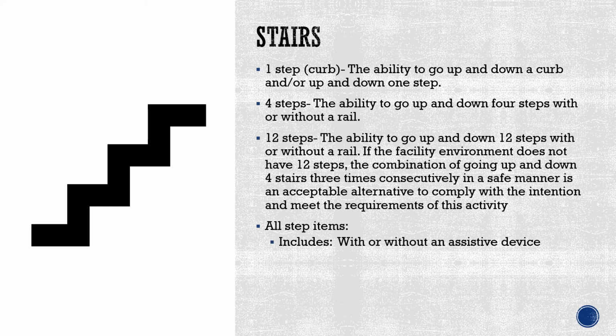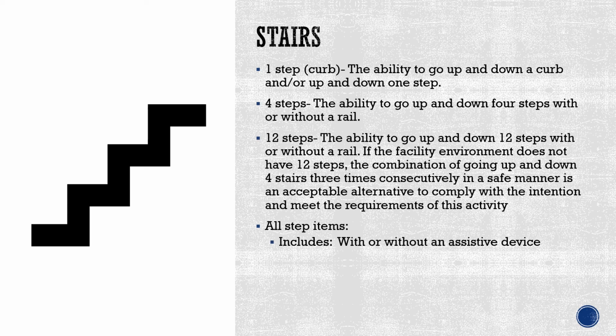Stairs is the next item that we will be talking about. Stairs was not previously available in our previous ADL documentation. When you look at stairs, we have 1 step or a curb, 4 steps, or 12 steps. 1 step or curb is the ability to go up and down a curb and or down 1 step. 4 steps is the ability to go up and down 4 steps with or without a rail. 12 steps is the ability to go up and down 12 steps with or without a rail.